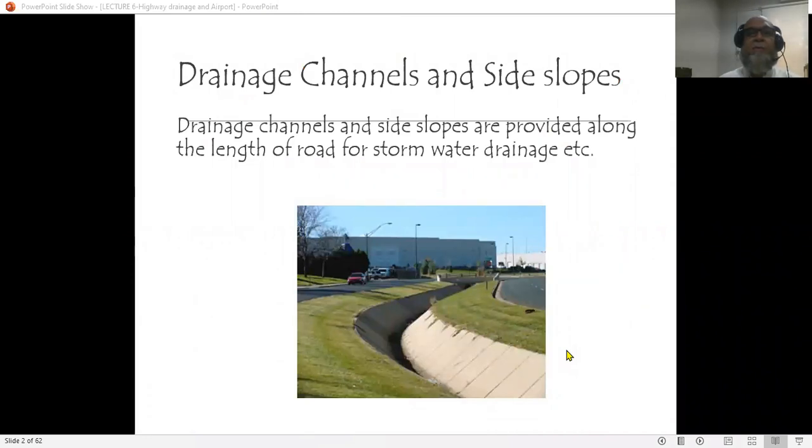So one of the important structures for highway drainage are the drainage channels and obviously the side slopes. You can define drainage channels as the channels that are provided along the length of the roadway for taking stormwater, or you can say rainwater, from the pavement surface.